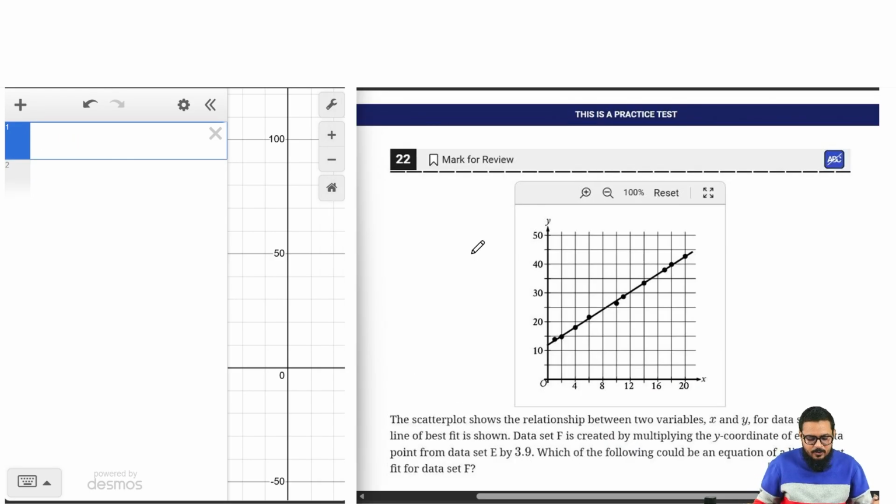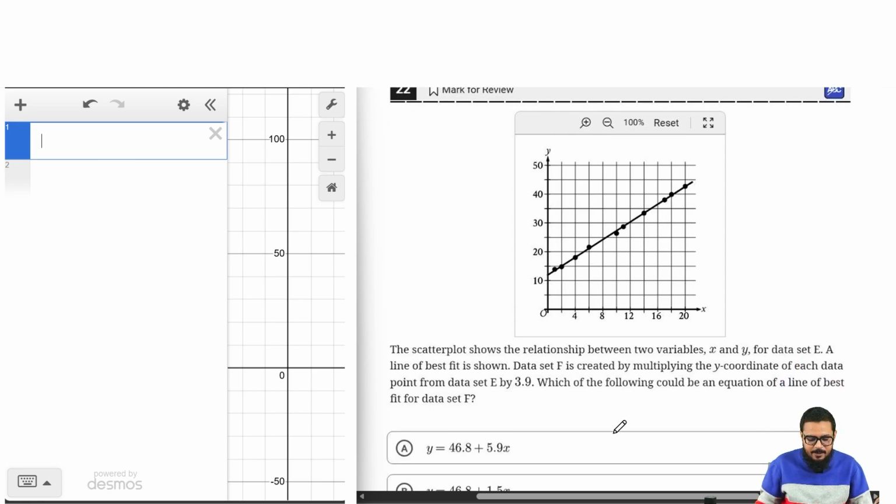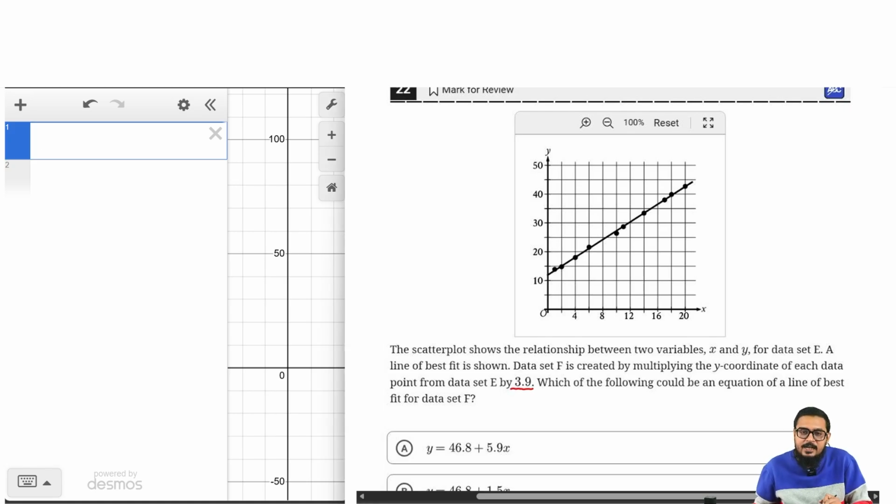The scatter plot shows a relationship between two variables x and y for data set E. A line of best fit is shown, and data set F is created by multiplying the y coordinate of each point in data set E by 3.9. So every y value gets multiplied by 3.9, right? Now, which of the following could be an equation of a line of best fit for the data set? Now, I don't know.